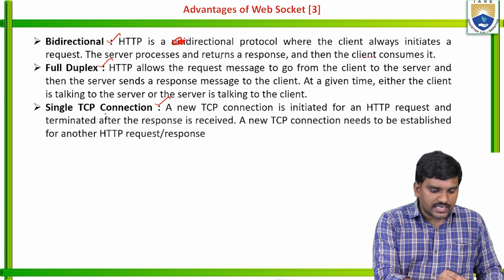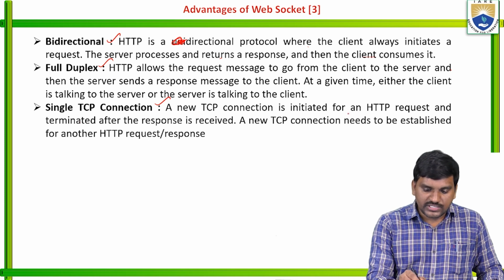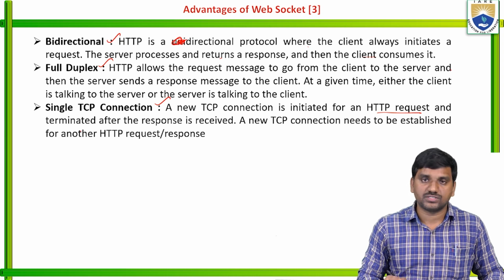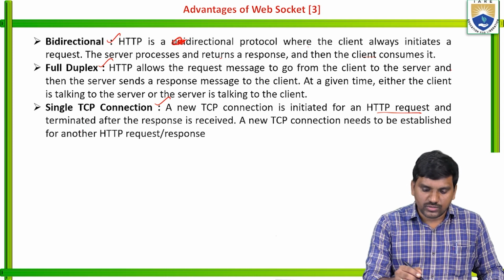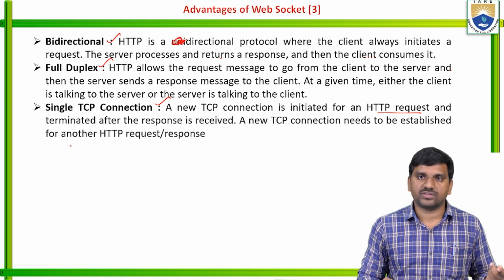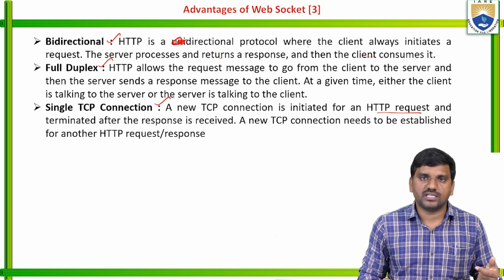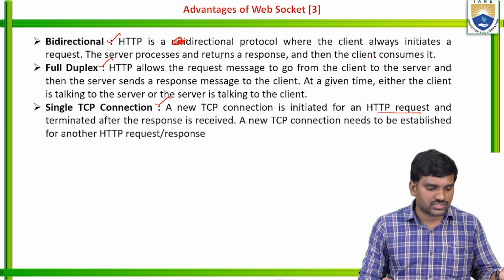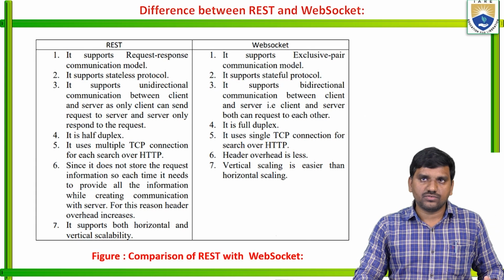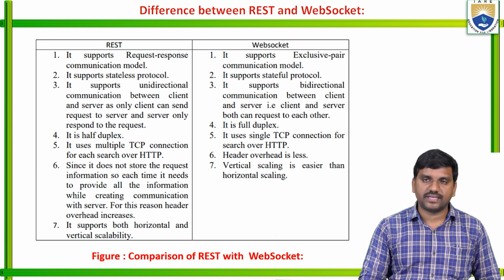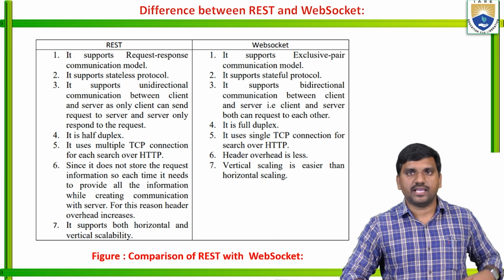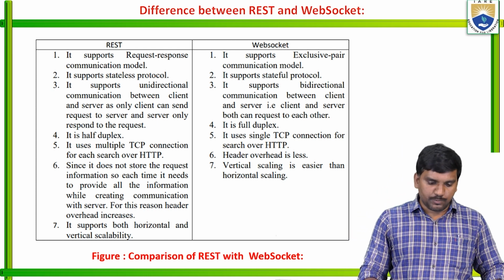Last, single TCP connection. A TCP connection is initiated for an HTTP request and terminated after the response is received. A new TCP connection needs to be established for another HTTP request or response. So these are the three advantages of WebSocket: bidirectional, full duplex, and single TCP connection. Next, what are the differences between REST-based communication APIs and WebSocket communication API? Differences are important to know.